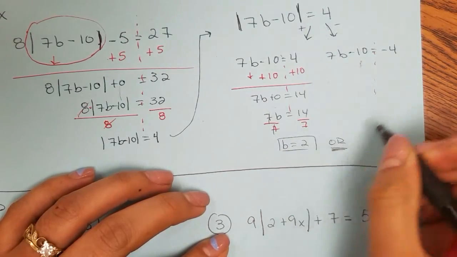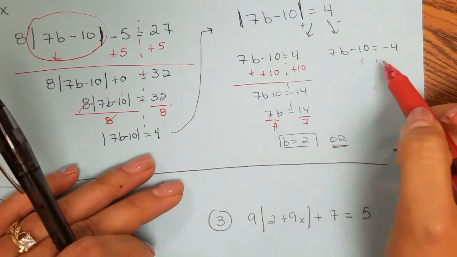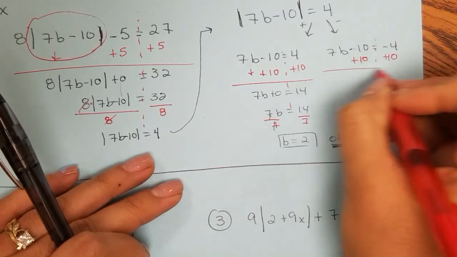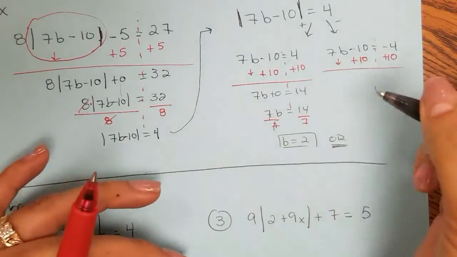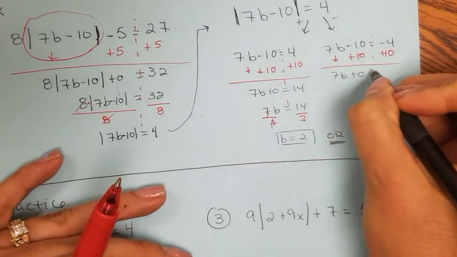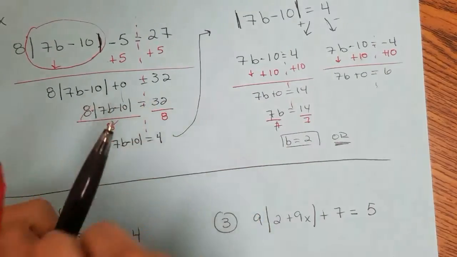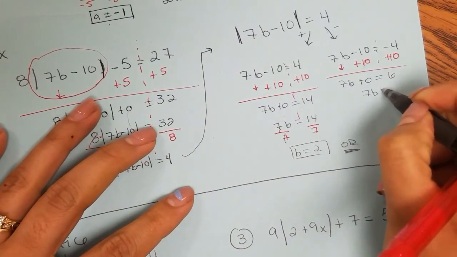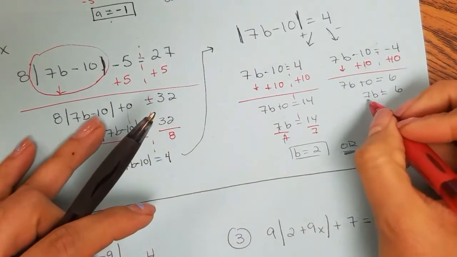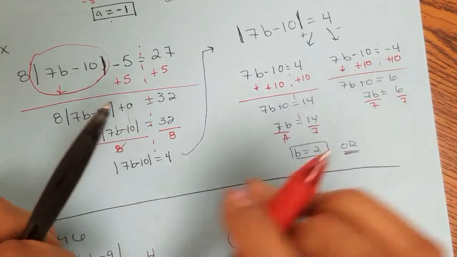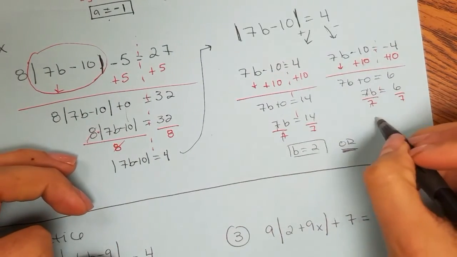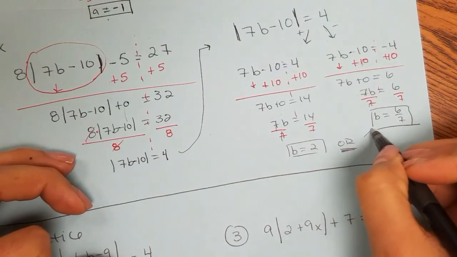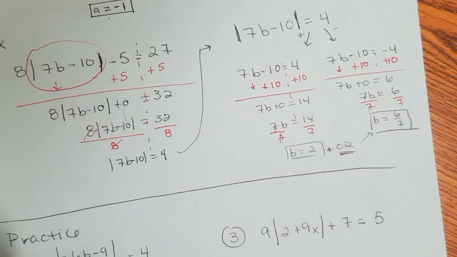Or whatever we get over here. So the same process, plus 10, that comes down. 7b plus 0 is equal to positive 6. Negative 4 plus 10. So 7b equals 6. Divide both sides by 7. That goes to 1. B is equal to 6 over 7. Okay, so you can have your two solutions there.